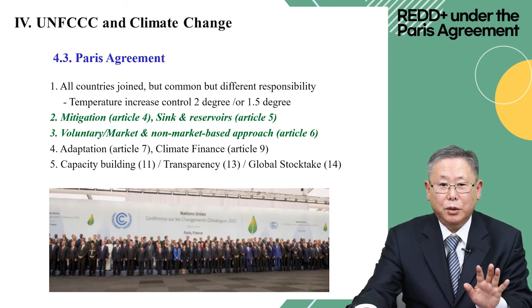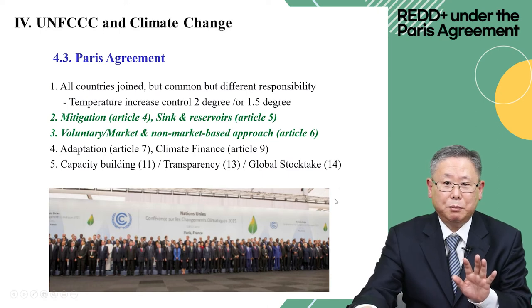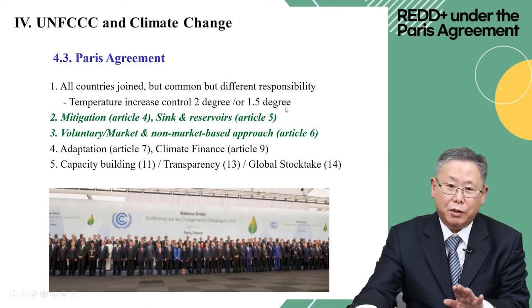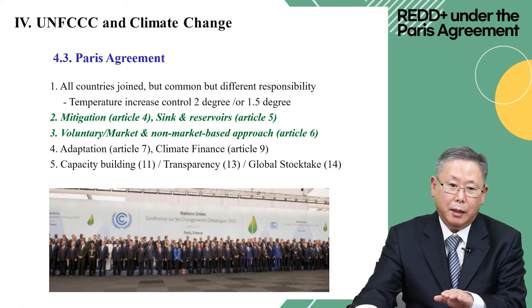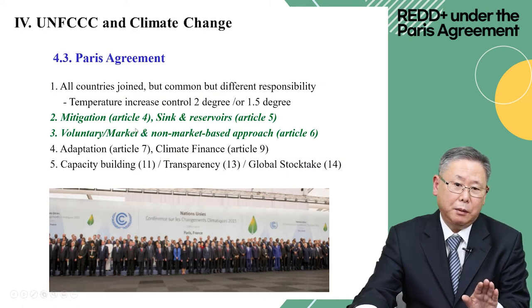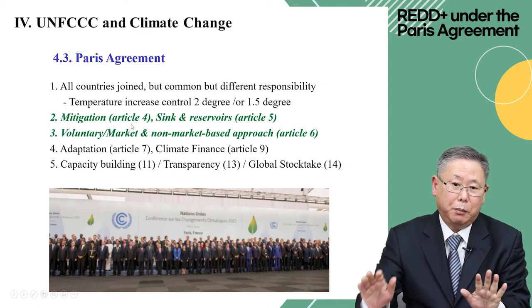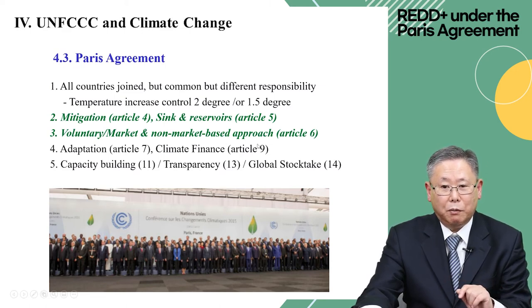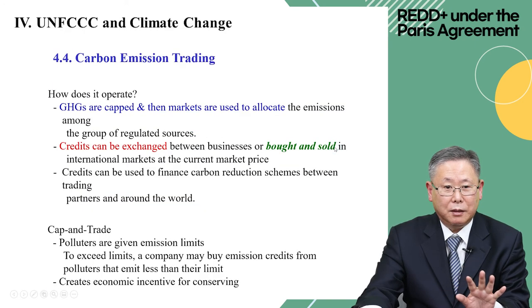And all countries joined, with common but differentiated responsibility, CBDR, and they try to control the temperature rise to 2 degrees. But now it has changed to 1.5 degrees. So we try for 1.5 degrees. And important here, there are six pillars, but the important ones are mitigation, Article 4, sinks and reservoirs, Article 5, and voluntary market and non-market based approaches, Article 6, which is most important.